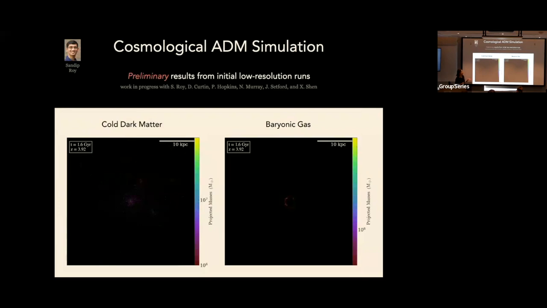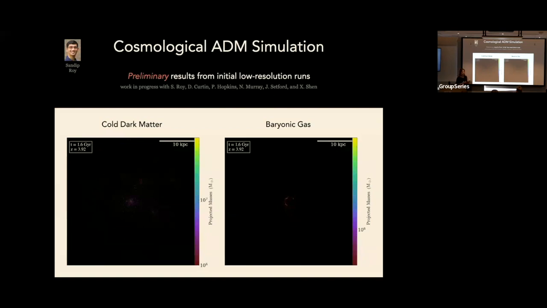Sandeep has been going into Gizmo and modifying it so that we can include this atomic dark matter component. This is still work in progress, but I thought I'd end by highlighting some very preliminary results that Sandeep found, and then I'll close out.